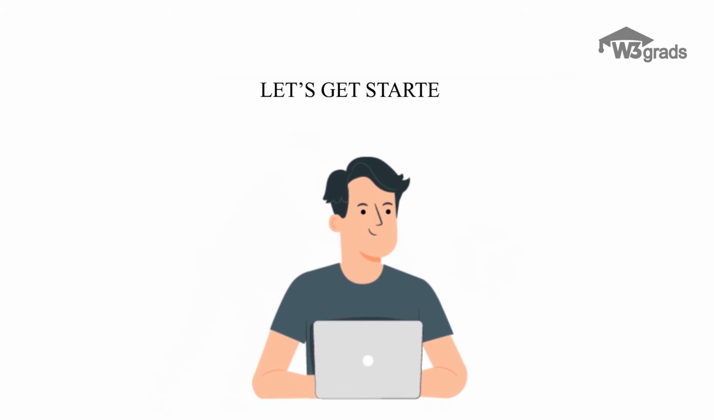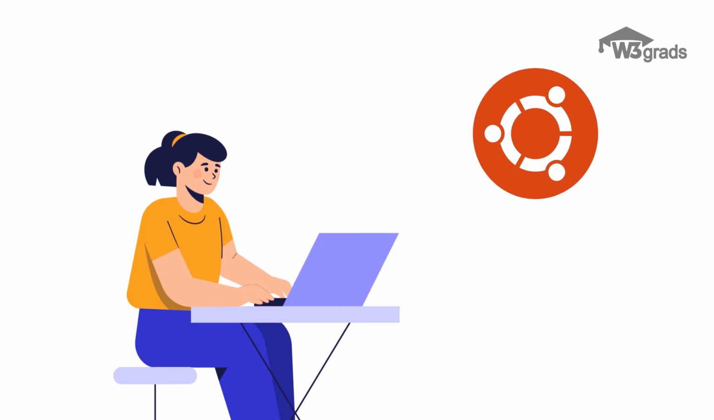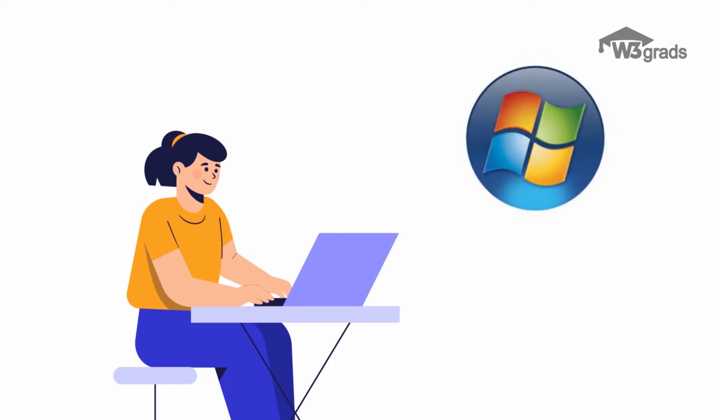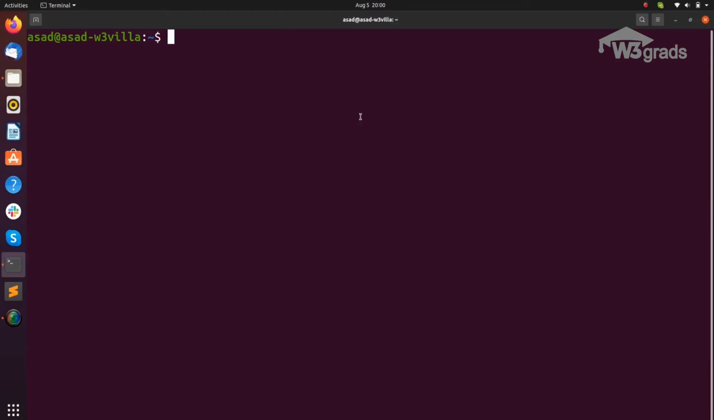Now, let's get started. I am going to open the terminal in my Ubuntu system. If you're using Windows, you can open a command prompt. Here, we will create a project directory. For that, I will write the command mkdir space the folder name, which I will write as Rails project. Now, I will navigate to the Rails project folder by writing the command cd space Rails project.